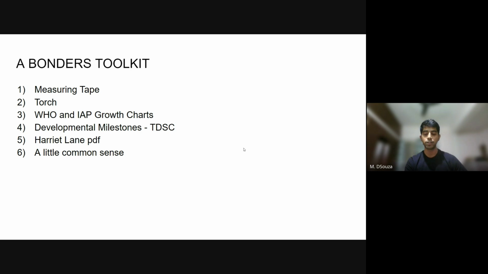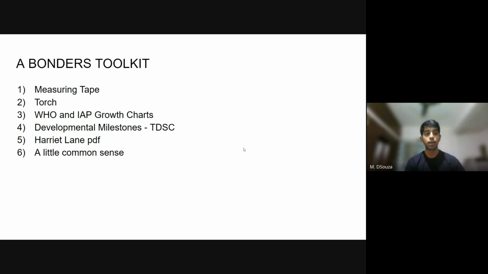Point number 2 is a torch, definitely an essential part of your pediatric toolkit, because we would want to check the children's throat, their nose. The growth charts, of course, and the developmental milestones. What we would recommend is that in your guide, all of the developmental milestones are given quite well, and that is taken straight from Illingworth, which is the Bible of development. Something else that we'll cover in the course of this talk is the Trivandrum Developmental Scale Chart.